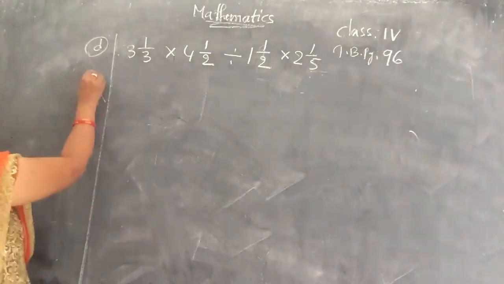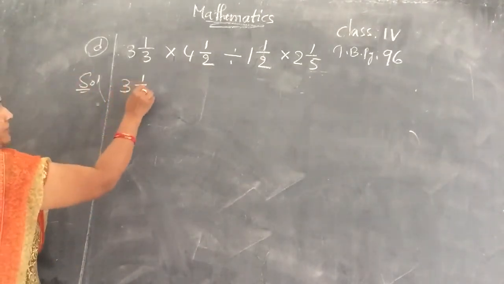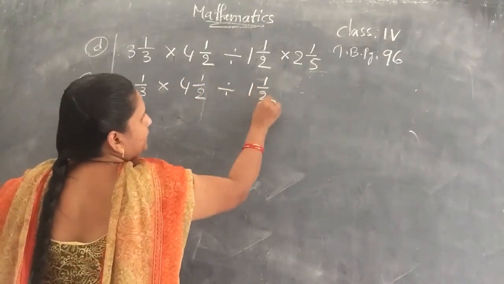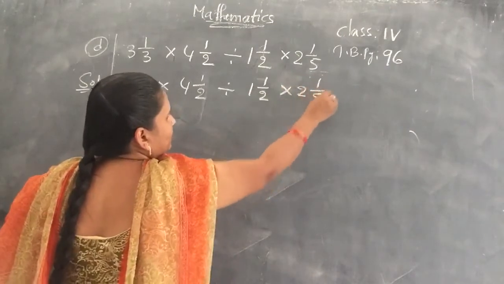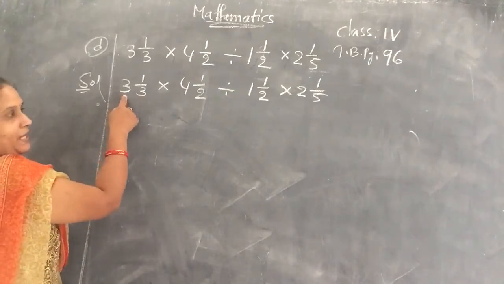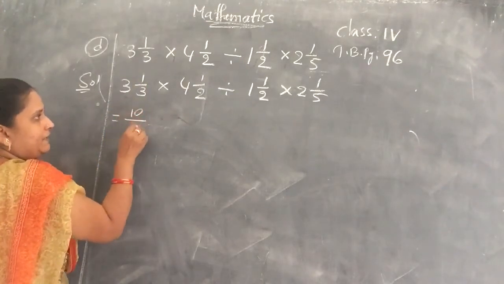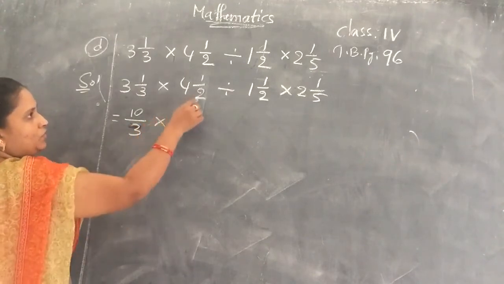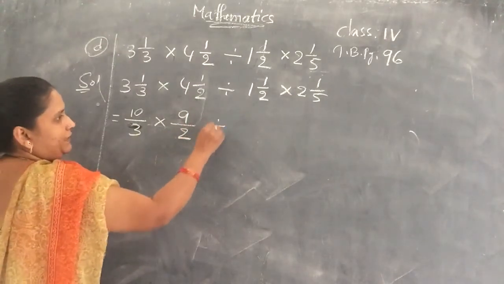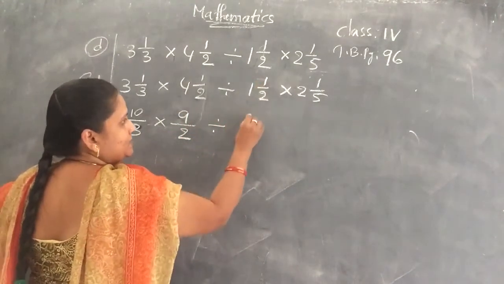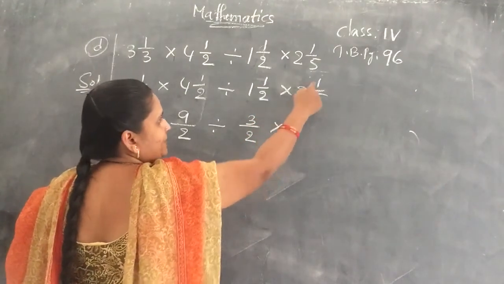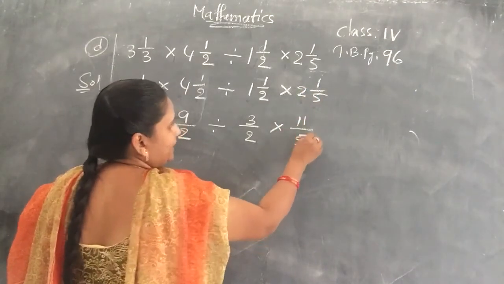First, write the same numbers: 3 1/3 into 4 1/2 divided by 1 1/2 into 2 1/5. Now change these mixed fractions into improper fractions. 3 3s are 9, 9 plus 1, 10/3, into 2 4s are 8, 8 plus 1, 9/2, divided by 2 1s are 2 plus 1 is equal to 3/2, into 2 5s are 10, 10 plus 1, 11/5.